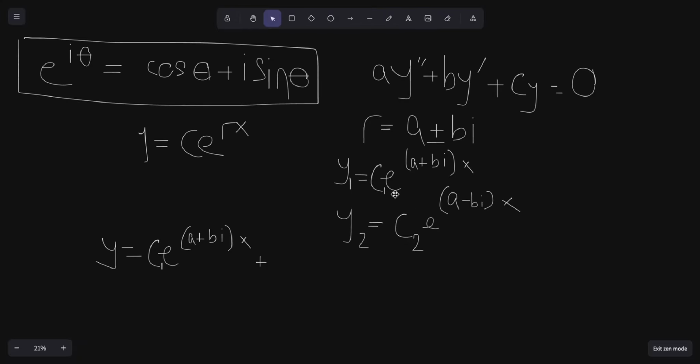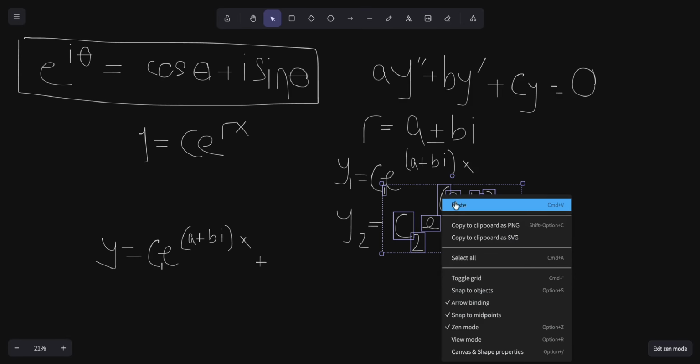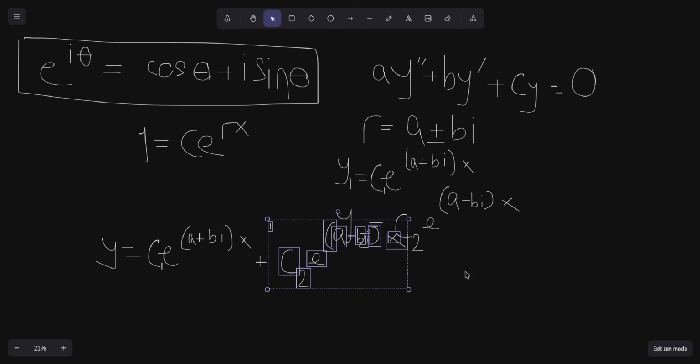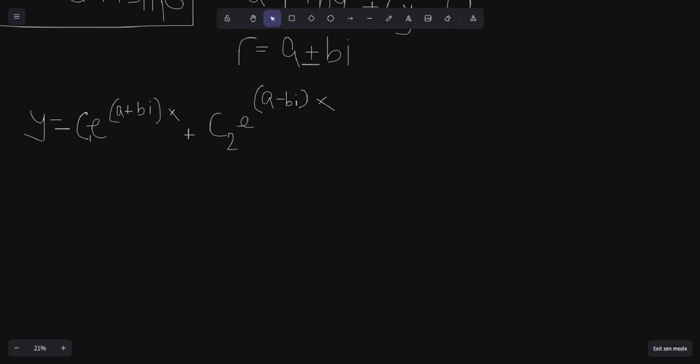Okay, so let me just copy and paste the second one. Copy, paste. That was pretty bad. Let's try this again. Copy, paste. Yes. Honestly, the next part is just going to be some exponential rules.